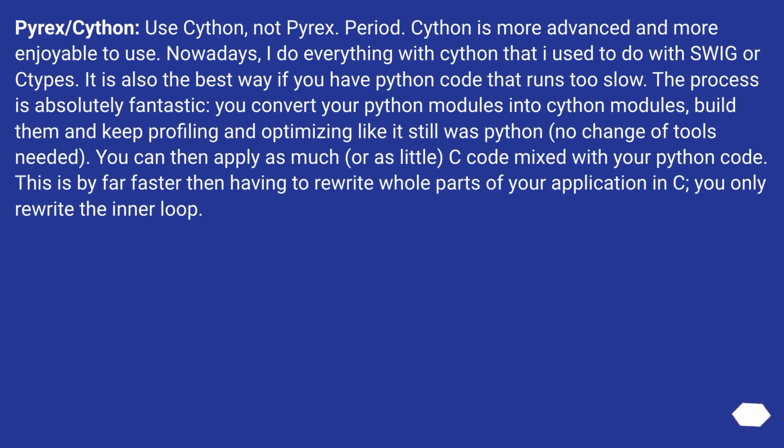You convert your Python modules into Cython modules, build them and keep profiling and optimizing like it still was Python, no change of tools needed. You can then apply as much, or as little, C code mixed with your Python code. This is by far faster than having to rewrite whole parts of your application in C, you only rewrite the inner loop.